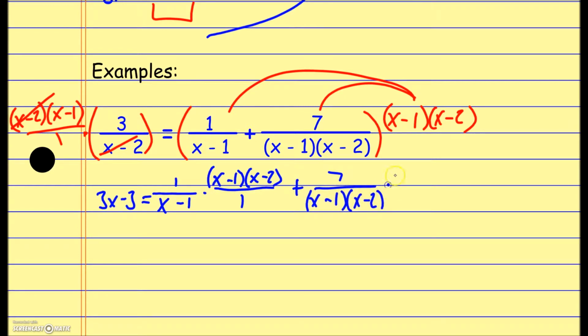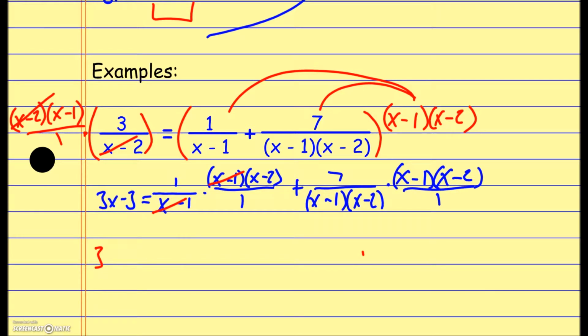But I'm going to be multiplying that by this thing because, again, I'm distributing. I'm multiplying each fraction by this thing. And I can think of that over 1. So now just think about things canceling out. Over here, the x minus 1's cancel. So that's just going to leave me with an x minus 2.